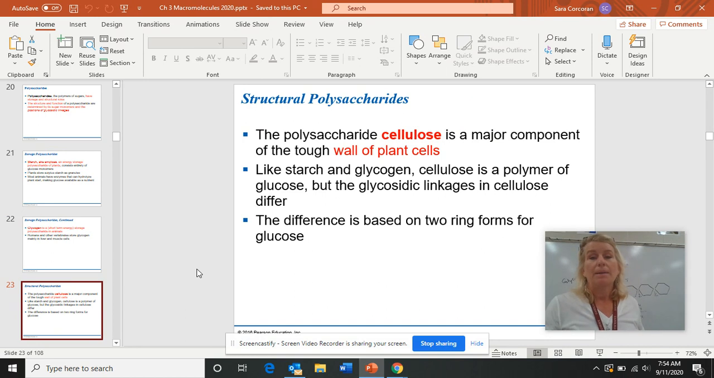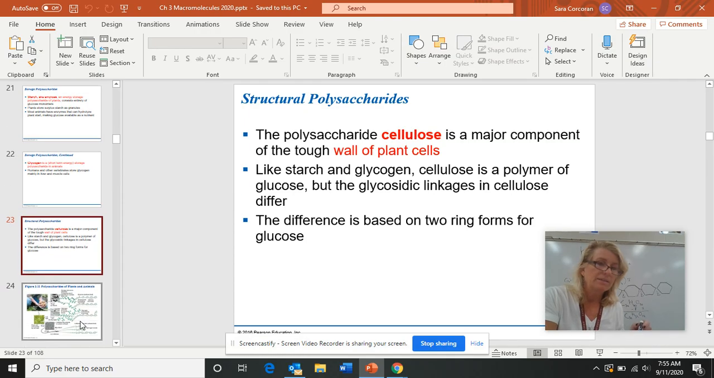Cellulose is another type of long polymer of sugar, and it actually composes the cell walls of plants. It is rigid, and it's different than starch or glycogen because of the position of the bonds. You do not have to know this. I just want you to hear it because it's kind of interesting.